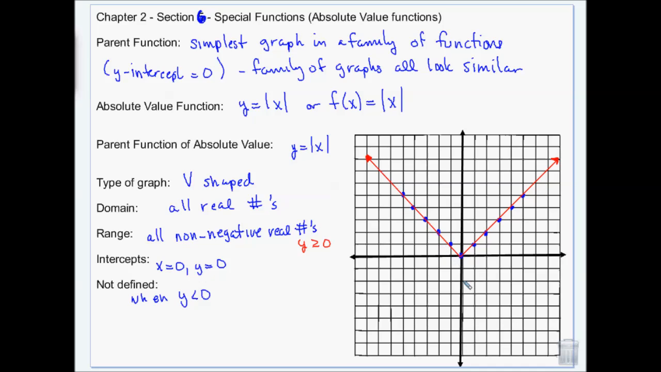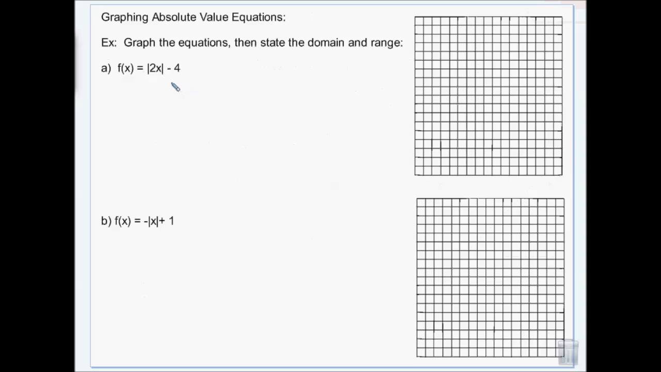So every absolute value graph, no matter if I put a 2 on the outside or add or subtract things to it, multiply it by stuff, they'll all be V's. They just might be V's that have been moved around or flipped upside down, but they'll all look like a V. What happens when we change the parent function?